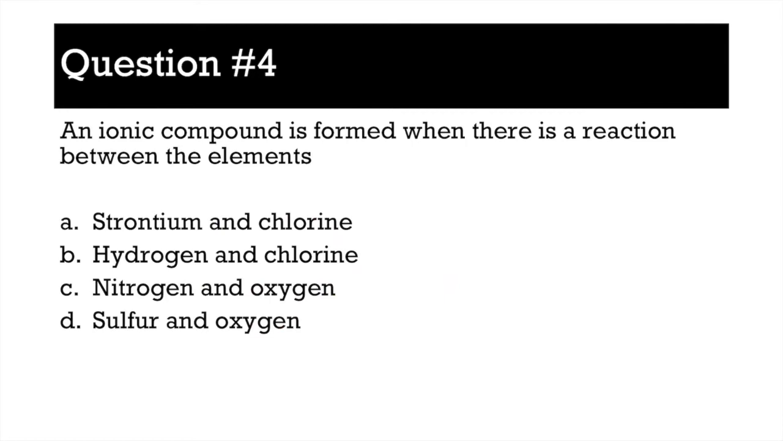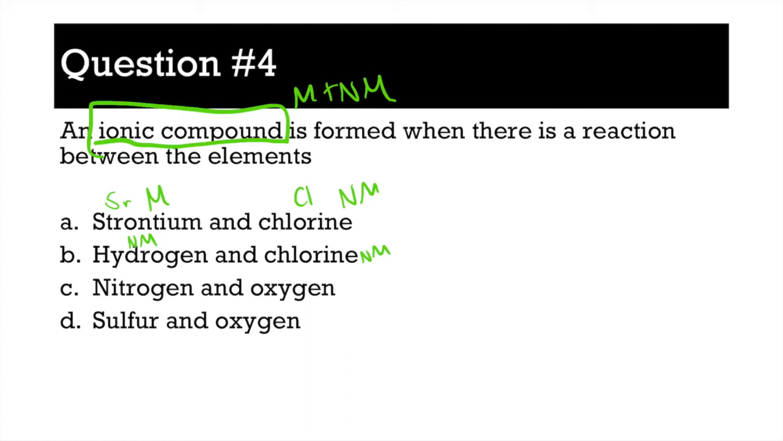Okay. Number 4 says an ionic compound is formed when there is a reaction between the elements. Again, ionic compound, we need a metal and a nonmetal. So strontium, which is Sr, is a metal. Chlorine, Cl, is a nonmetal. So that could work. Hydrogen is a nonmetal. Chlorine is a nonmetal. So it can't be B. Nitrogen and oxygen are both nonmetals. Can't be that. Sulfur and oxygen are also both nonmetals. Can't be that. So the answer, again, has to be A.